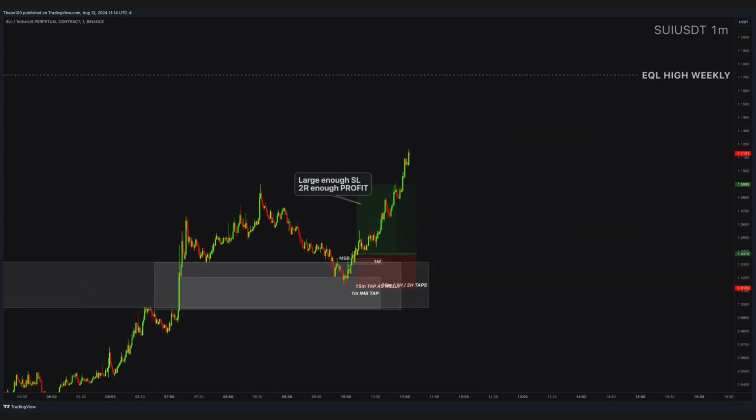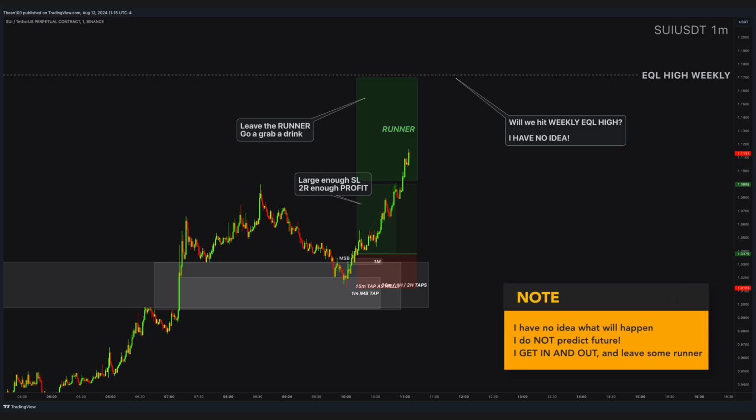Now you may ask this question: will we take out these weekly equal highs? I have no idea. It can take days or even weeks to hit this high time frame target. Leave a runner and grab a tea or coffee. All I know is here I had a long bias, a bullish bias, and I was taking small quick in and out scalps.